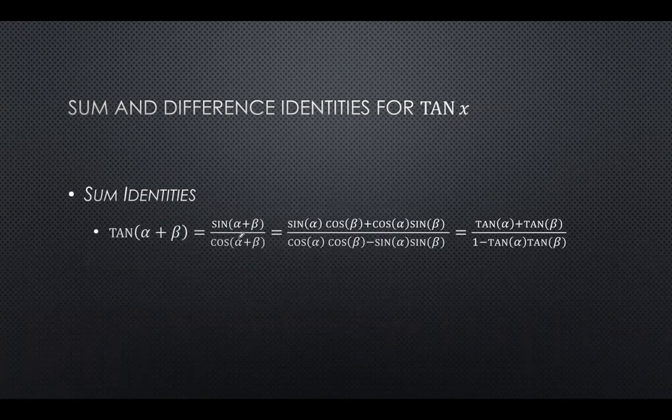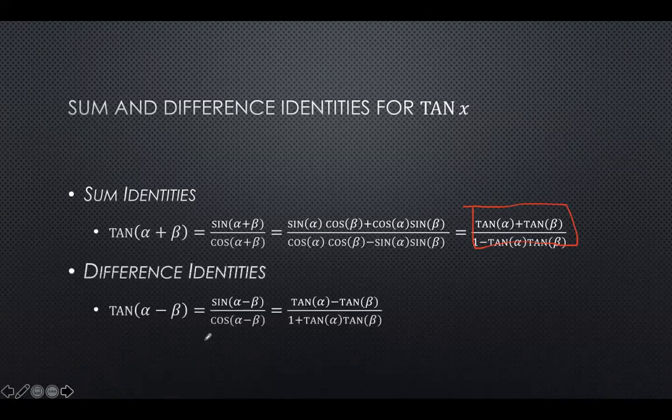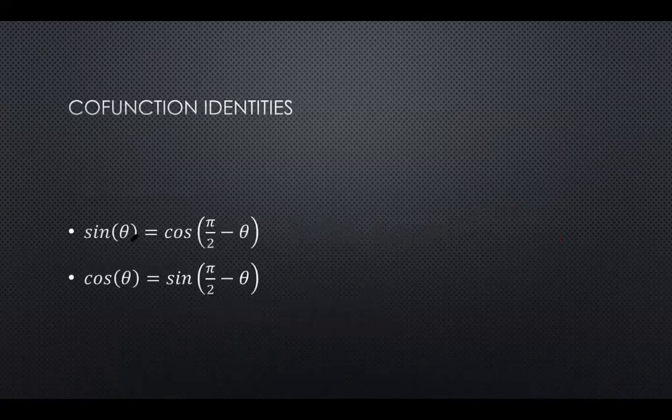For tangent, you apply the sum identities for sine and cosine and simplify, and you get something like this. For the difference, it's the same idea, but the simplification might be a little bit tricky. Lastly, we have the cofunction identities: you can write sine in terms of cosine, and cosine in terms of sine.